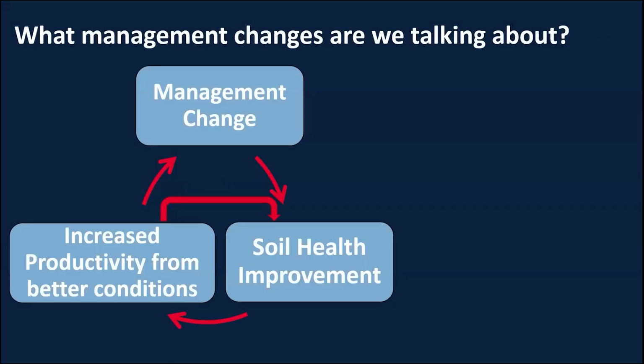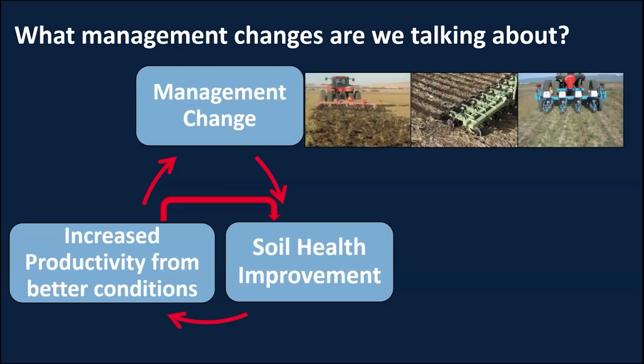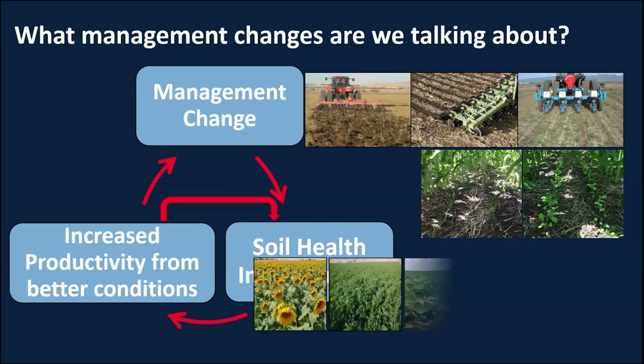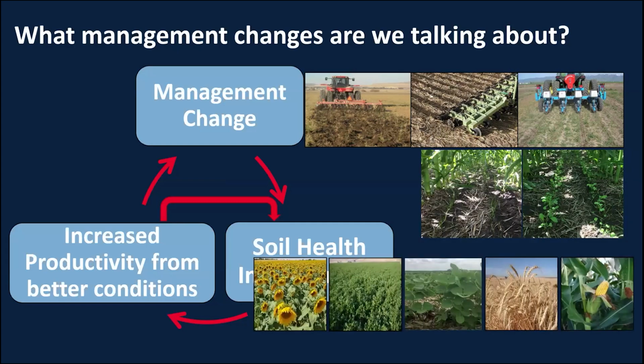So what management changes are we talking about with these different soil health aspects? Well, some of them could be tillage. We could be moving from a conventional till system to a strip till to no-till, reducing that tillage aspect. We also could look at whether we can diversify our crop rotation. Can we add cover crops into that mix? Can we add, as we said earlier, a different cover crop? Can we add a perennial?